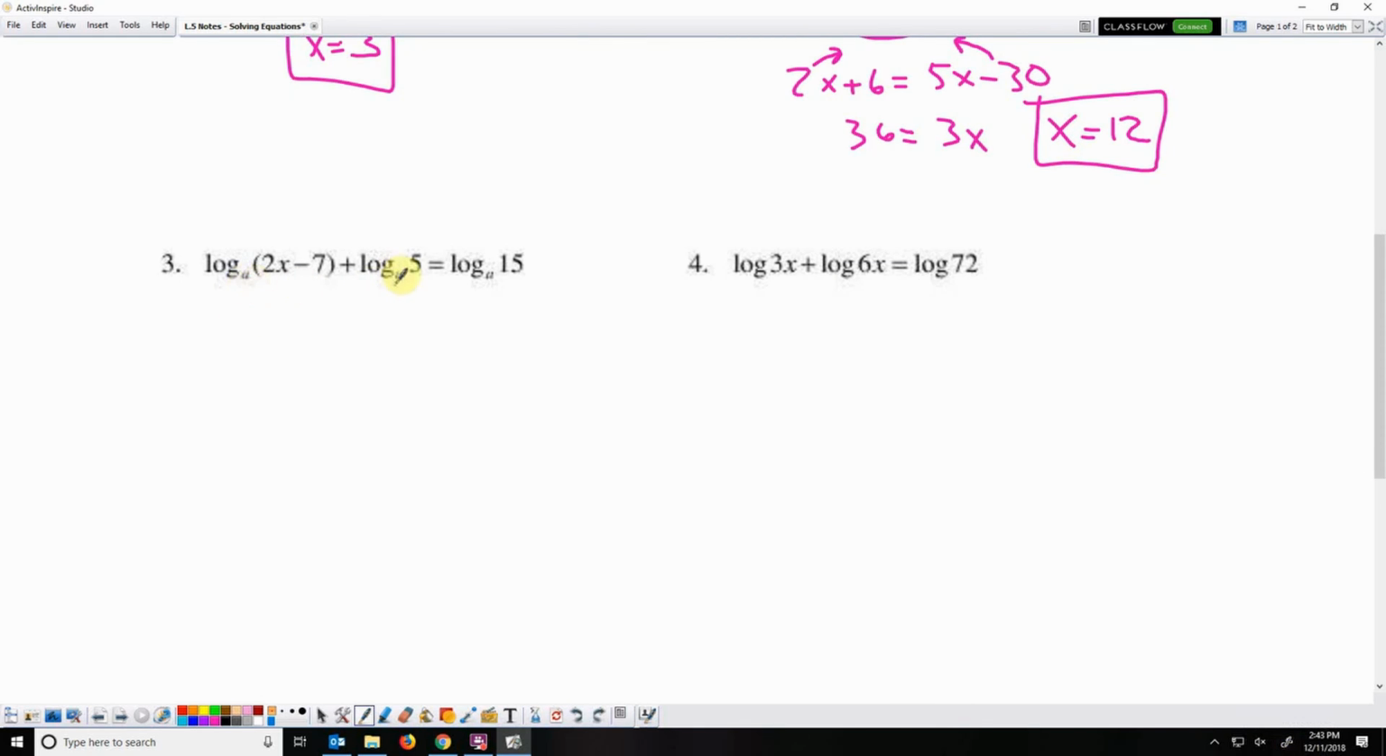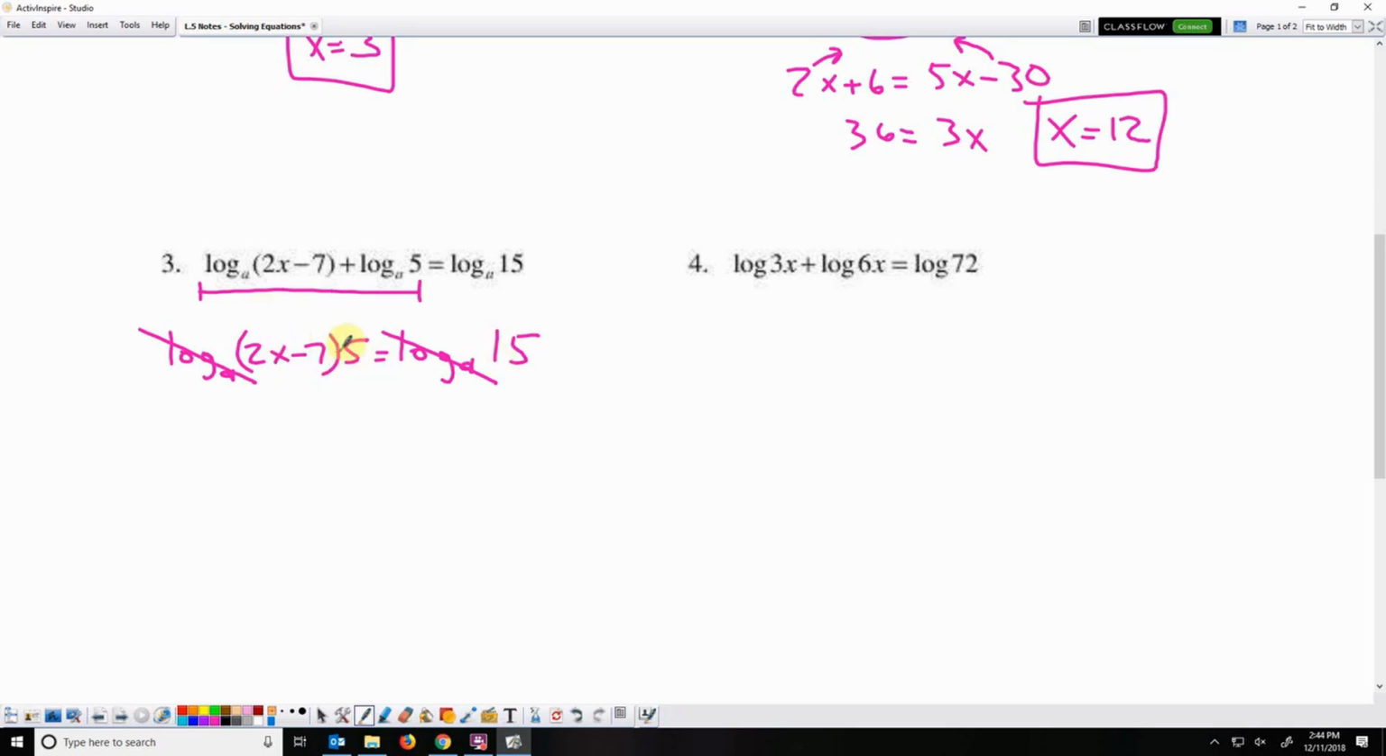Log base A for both of these logarithms, so I can condense to log base A, 2x minus 7. Writing that as though it's a fraction, but it shouldn't be. So it's 2x minus 7 times 5 equals log base A of 15. I can save myself writing a step by just dropping these. So I've got 2x minus 7 times 5 equals 15.